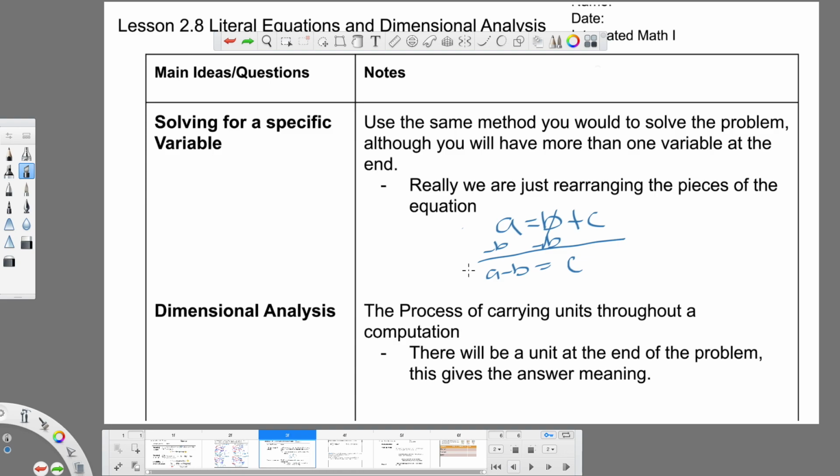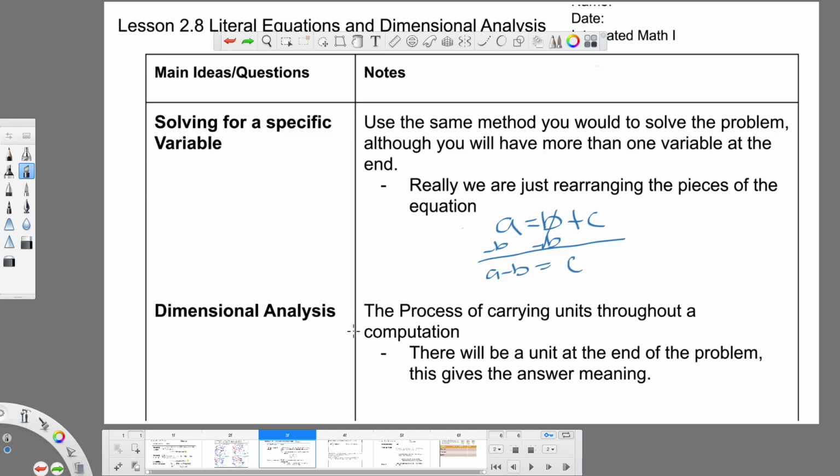But this one is just a simple idea. We do have other ones where it's a little easier if we have it solved for that variable than trying to rearrange once we have the numbers in there. So it's really just manipulating it around, removing things to make it equal what we want it to equal in the first place.